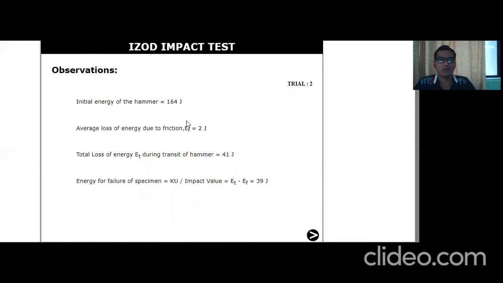So the observations for the second trial are: the initial energy of the hammer is set as 164 joule. The average loss of energy due to friction is 2 joule. The total loss of energy during the transit of hammer is 41 joule. The energy of failure of the specimen is therefore 41 minus 2, 39 joule.